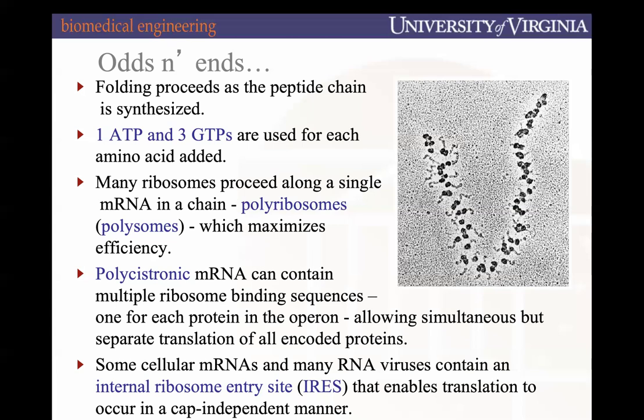Some of those sites at which ribosomes can bind, sometimes within cellular mRNA, a lot of times with viral. The sites at which ribosomes can bind away from the cap are called internal ribosome entry sites. Does that help clarify it a little further?